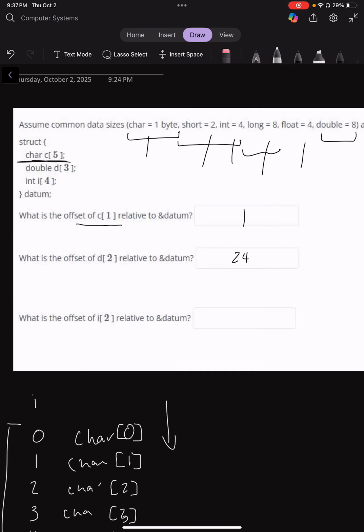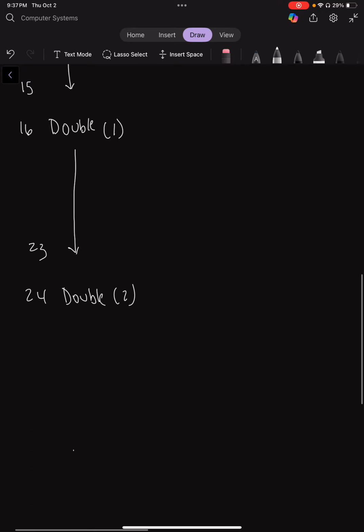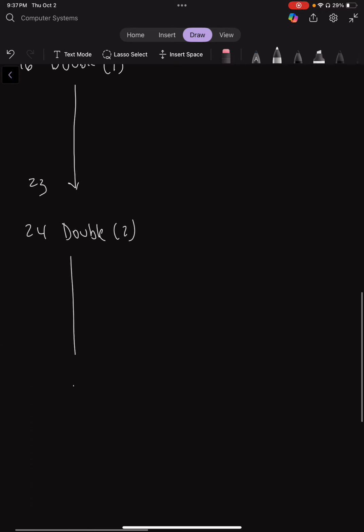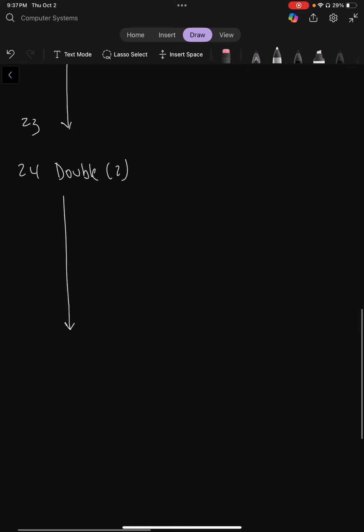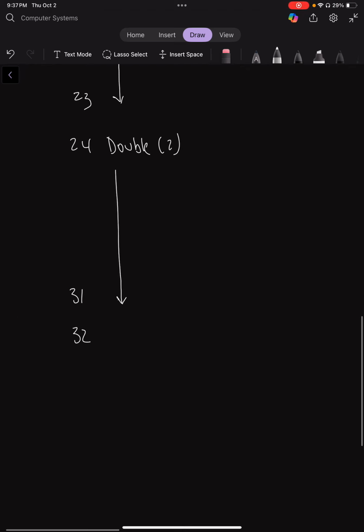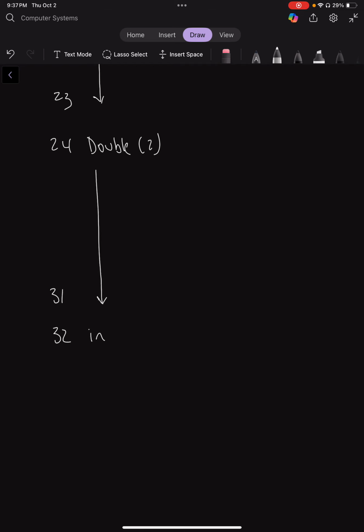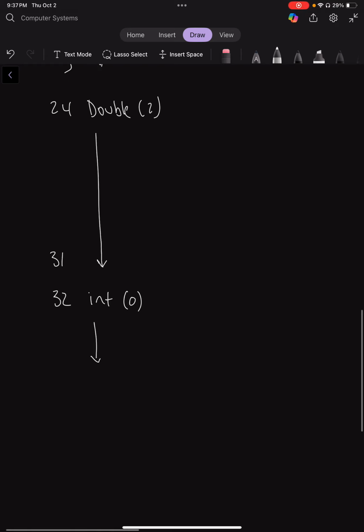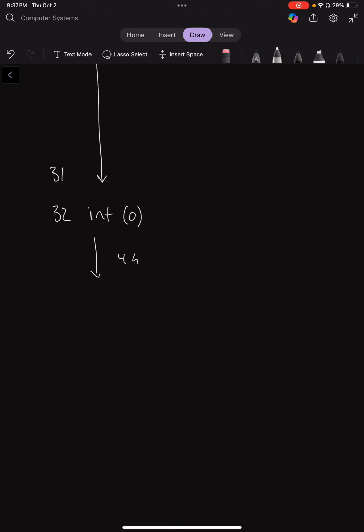And then you get to ints. Ints must be divisible by 4. So 24, we know that this last double should take up to 31. So we start at 32. 32 is divisible by 4, so int 0 can go here. This will take up 4 bytes. And so this should go up to 32, 33, 34, 35. So now we're at the 36th. Int 1 should go to 39.